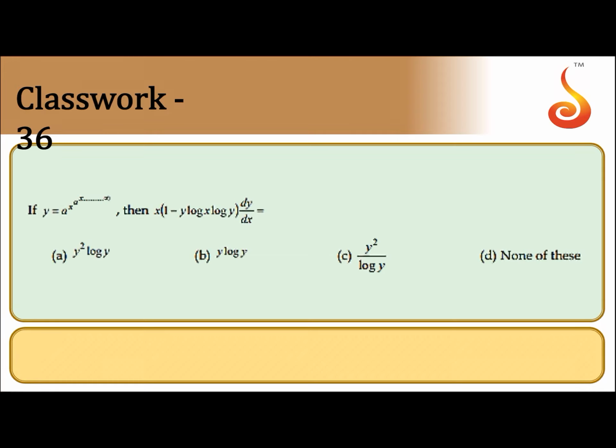Coming to next one, infinite series. y equals a to the power of x to the power of a and so on up to infinity, then x multiplied by this divided by dx equals to. Why can't you write y equals a to the power of x to the power of a to the power of x to infinity? If you carefully observe, this itself is nothing but y. So I say that y equals a to the power of x to the power of y.